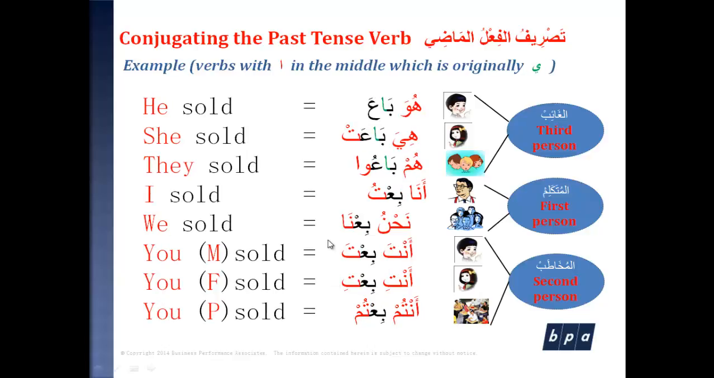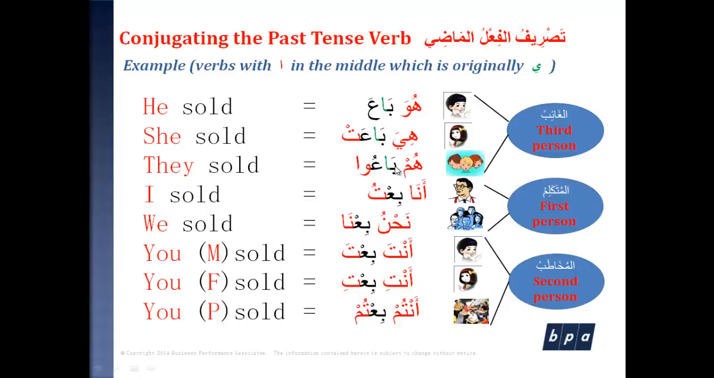Here's a third example. Here, the alif in the middle of the verb again, but the origin of that alif is a ya. The verb is ba'a, sold, he sold, huwa ba'a. Again, the additions at the end are the same. They don't change. For the first person and the second person, the vowel disappears.